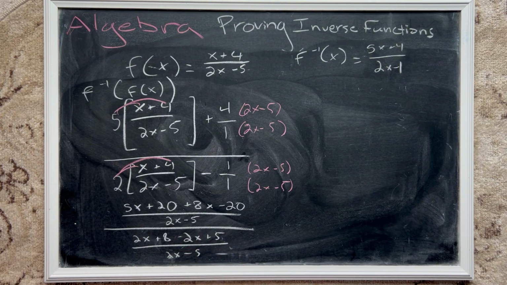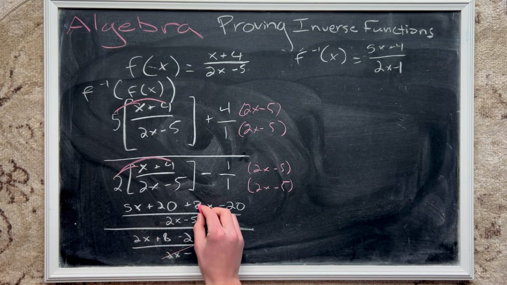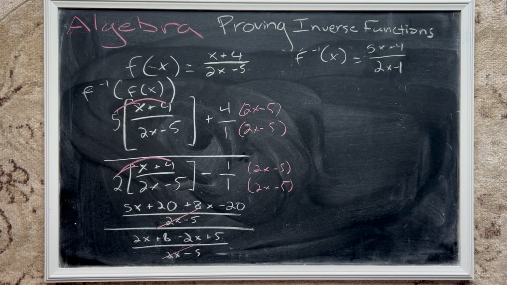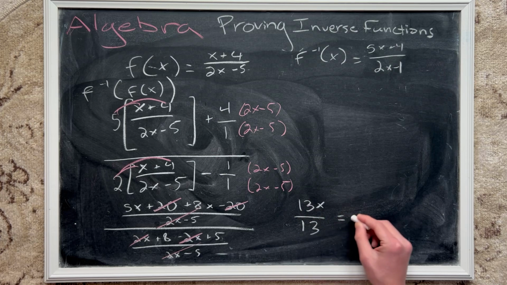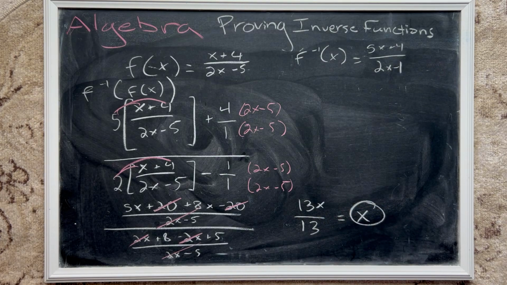And then same deal as last time. When we have both the same denominator, we can cancel it out. So, and then we're going to actually simplify a bit sooner. So we see 20s are going to cancel. 2x's are going to cancel. So we have, again, 13x over 13, which is equal to x. So these functions have been proven to be inverses.